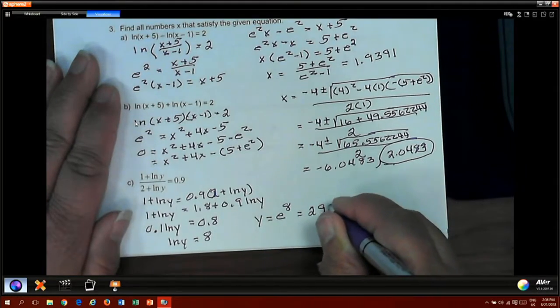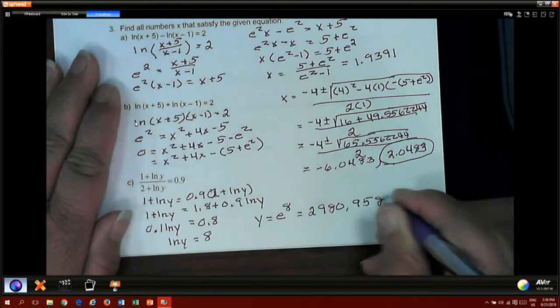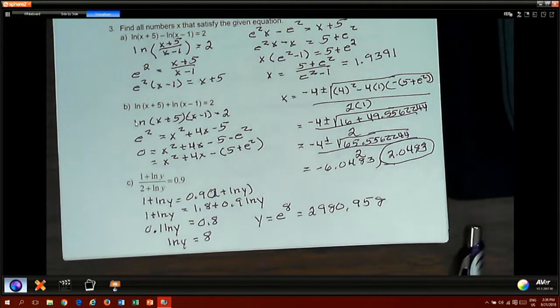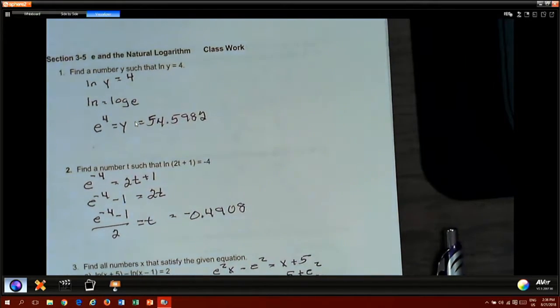So it's all the same properties as when we worked with strictly logs. Now we're just using ln, which is a log, but it's a log base e, not a log base 10 or any other base.